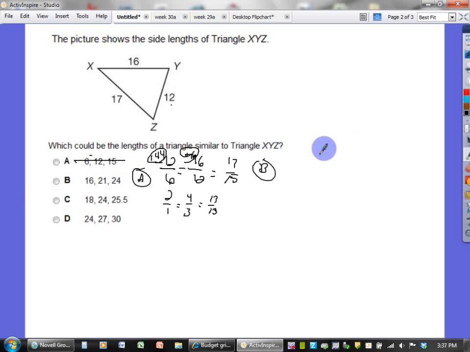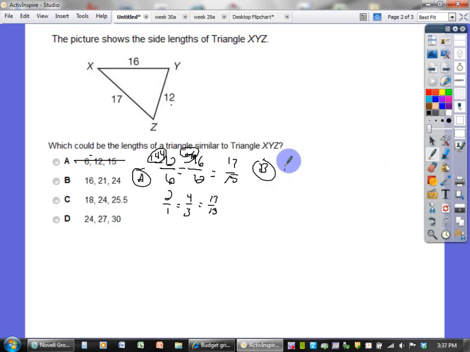In letter B, we can go 12, the short side of the problem, over the short side here, which is 16. And that has to equal 16 over 21, which has to equal 17 over 24. And then I would use the cross products again. 16 times 16 is 256, and then 12 times 21 is 252. So letter B, not a choice.